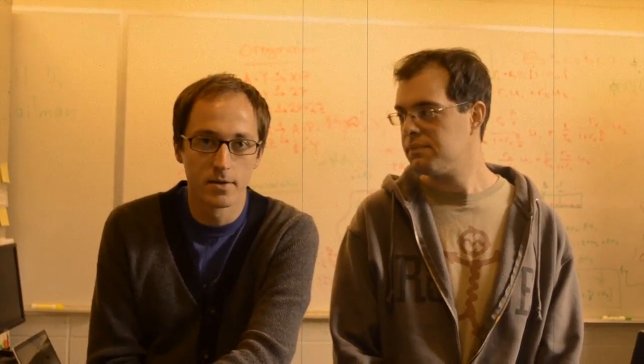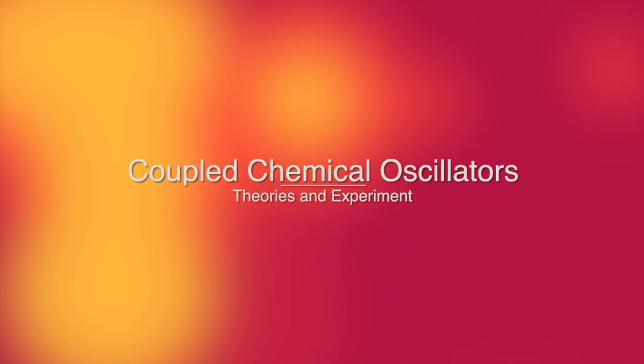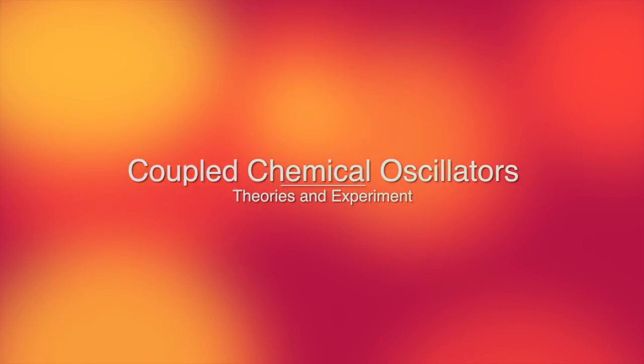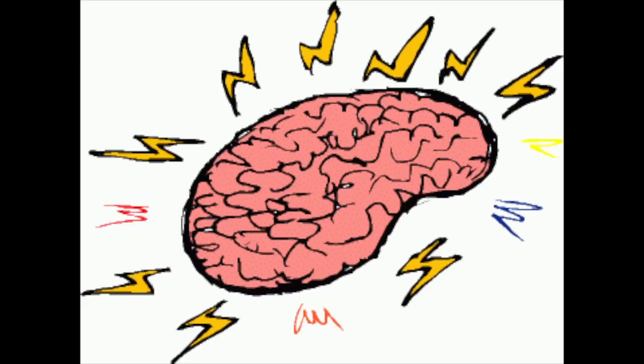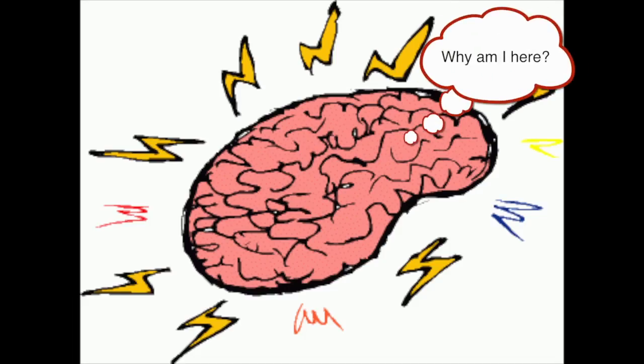And today we're going to tell you a little bit about a joint project that Nate and I are working on. In our work, we're using a novel experimental system coupled with a simple theoretical model to study the pattern formation, synchrony, and emergent behavior that arises from a system of coupled oscillators. In nature, examples of these systems include fireflies that all flash in unison and the complex electrical activity of neurons.